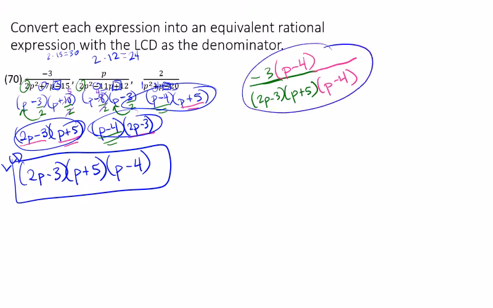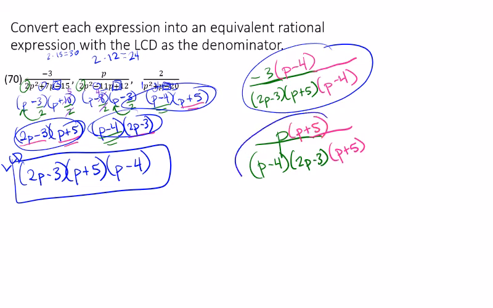So we'll just save that as one of our equivalent expressions. So then the next one is p, and then I'm going to take its factored denominator. So I'm doing this one here. So that's p minus 4 and 2p minus 3. So what's missing? This one, right? Clearly, p plus 5. So I'm going to put p plus 5 here. And then I'll just put a p plus 5 on top. So I'm multiplying the top and the bottom by p plus 5. So that's what it'll look like.